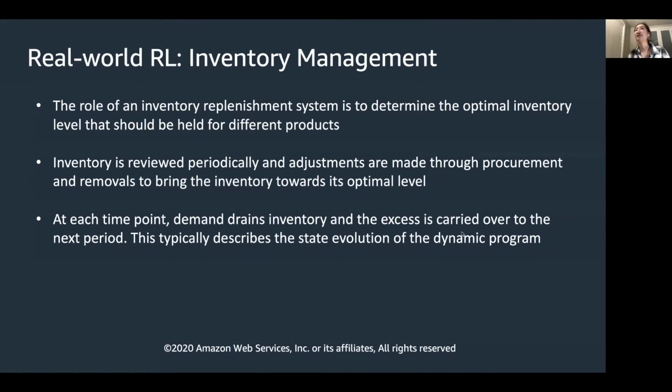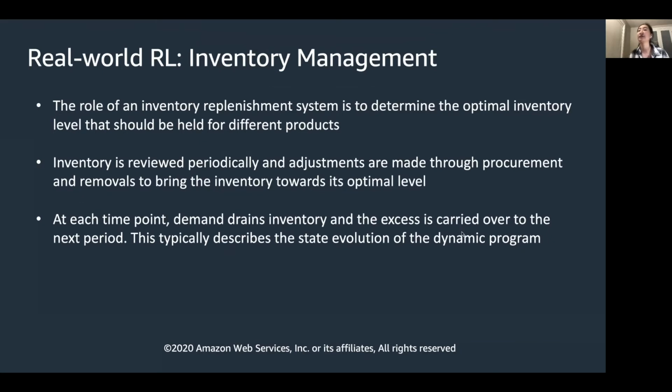Okay, with that, let's move on to the second part of the presentation today: real-world reinforcement learning, inventory management. Managing inventory levels is critical to supply chain sustainability. A clear relation exists between inventory levels and order fulfillment service levels. The role of an inventory planning system is to determine the optimal inventory level that should be held for different products. The systems attempt to balance the cost of meeting customer demand with the cost of holding too much inventory.